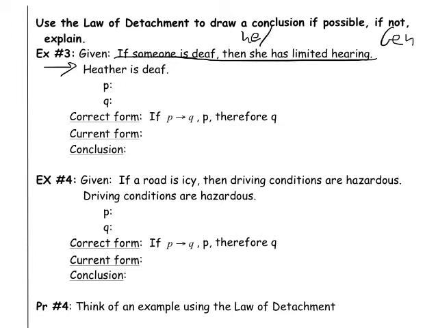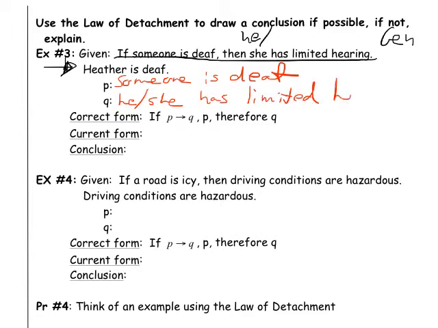Heather is deaf. Okay, so in general, if someone is deaf, then he or she has limited hearing, and now we have a specific person who is deaf. Can we make a conclusion? Yeah, we can, but let's not go there quite yet. Let's fill in the information. So let me give another color. My P part, remember the P is the hypothesis, so I would write the P part is someone is deaf. And then he or she, this is my conclusion, my Q part, he or she has limited hearing.